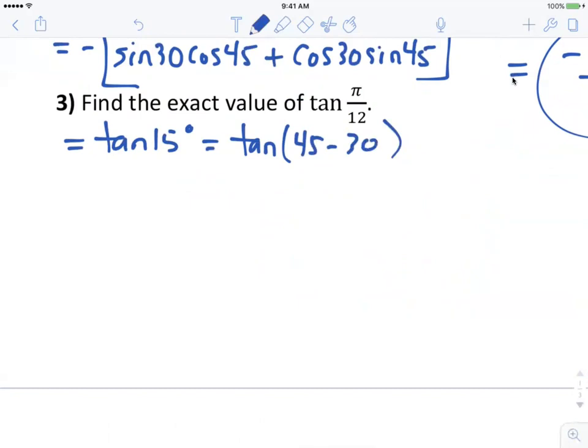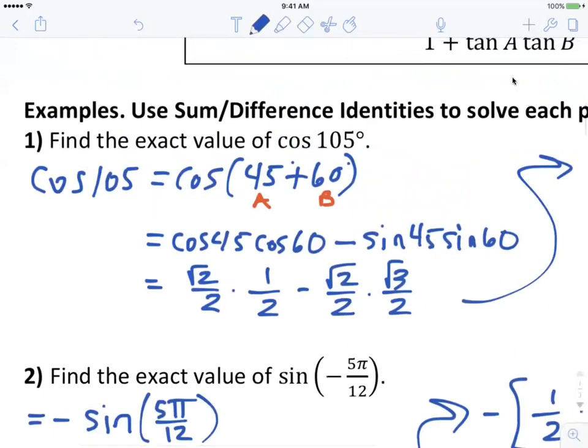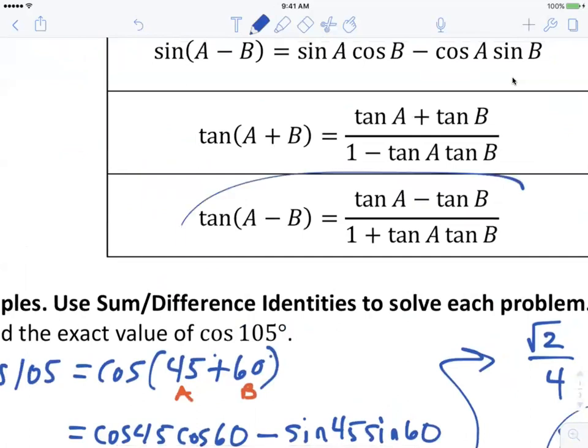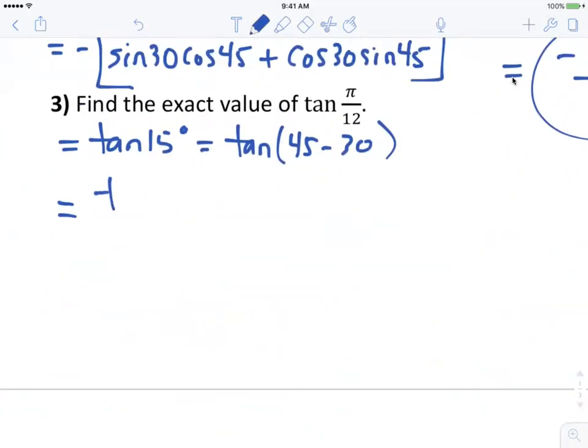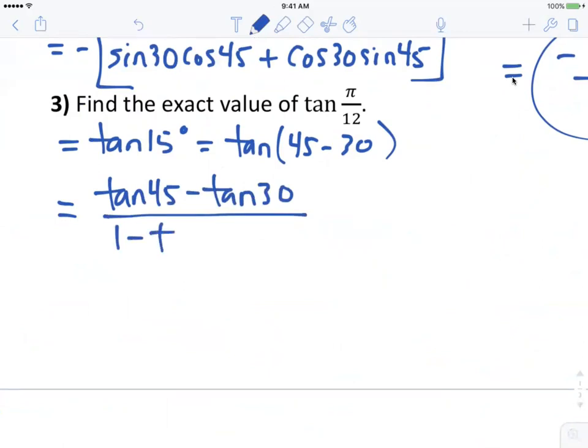Okay, so I'm going to use the tangent subtraction identity from above. All right, so how does that look? Tangent of a minus b. That's this one. All right, so it's tangent a minus tangent b on the top. So that's tangent 45 minus tangent 30 over 1 plus, sorry, it's plus on the bottom, tan 45, tan 30.